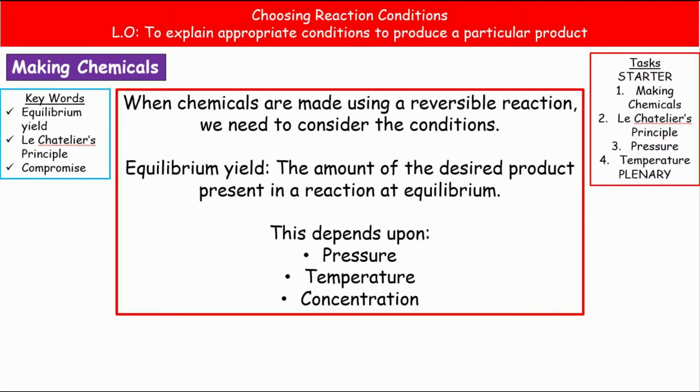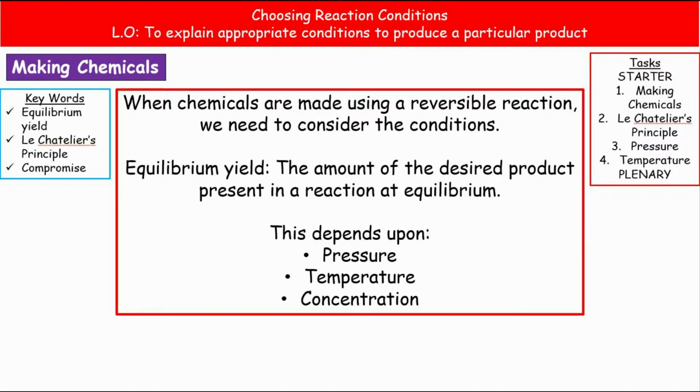So what we're going to be looking at through today's lesson is how we make chemicals that are made through a reversible reaction. Now the reason we're focusing on these ones is because in a reversible reaction the conditions we choose are really important because it all ties into that equilibrium position and where it then falls.